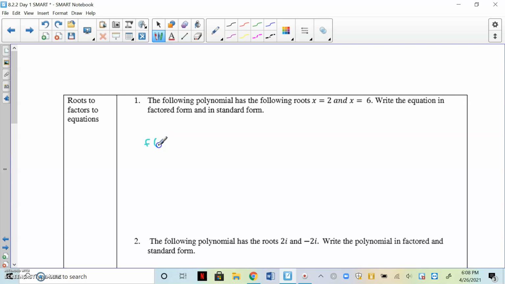So over here, if I told you we have roots of 2 and 6, you want to start by writing out your factored form equation. And that means we just need the parentheses. And if your root is positive 2, we put a minus 2. If your root is positive 6, we put a minus 6. You always take the opposite sign. And that's all you have to do for factored form, because factored form just means you want all those parentheses.